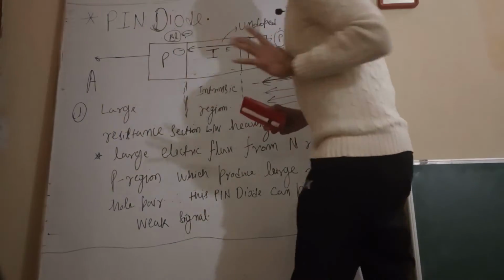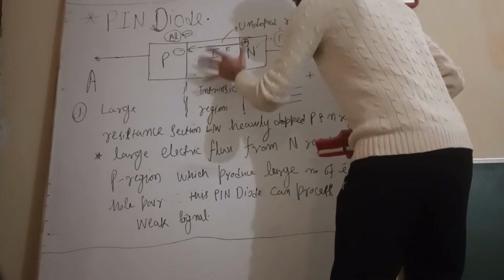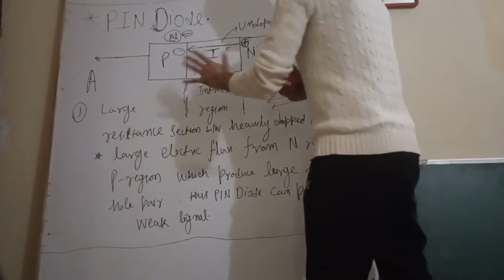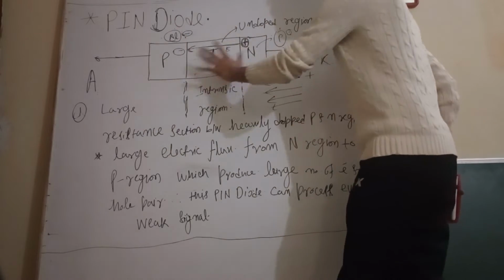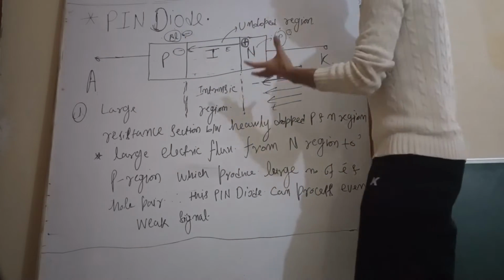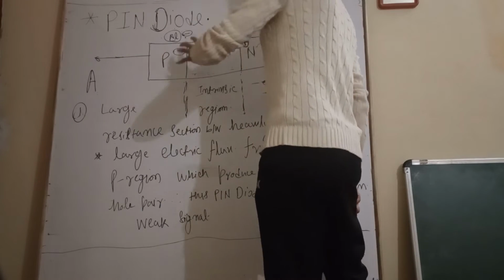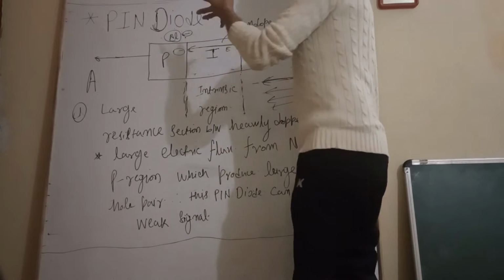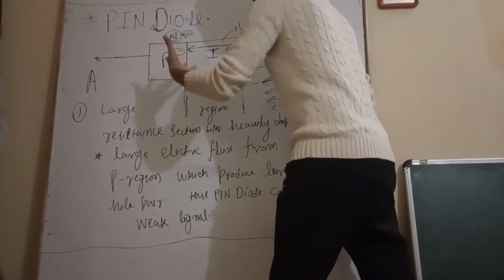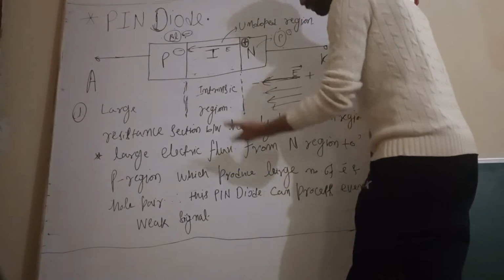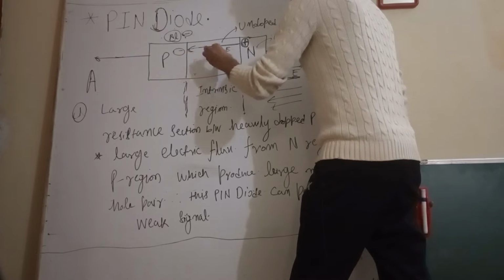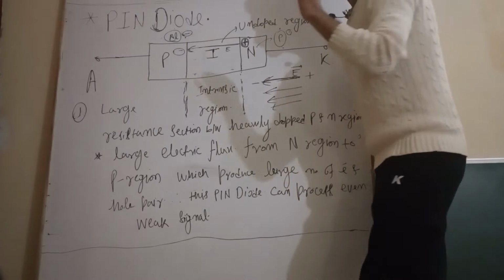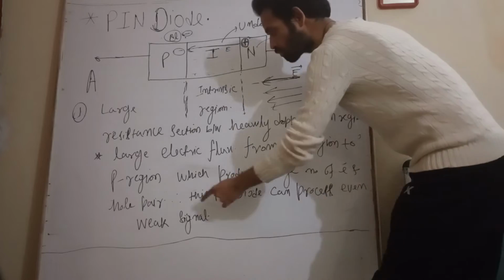This is the first feature, about the intrinsic region. Because if you eliminate this intrinsic region, then it is nothing more than a simple PN diode. So it is very important in this pin diode to discuss the intrinsic region and what different features it has. So the first feature we have found is that this pin diode is able to process even a weak signal.